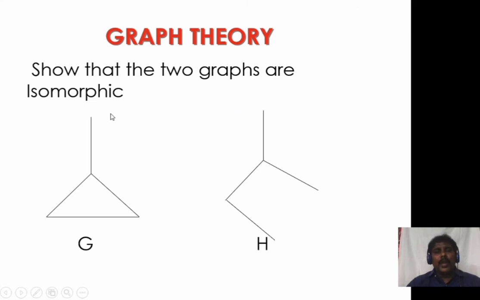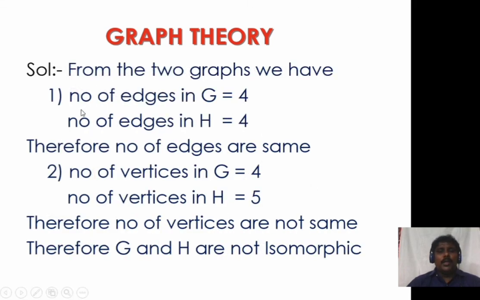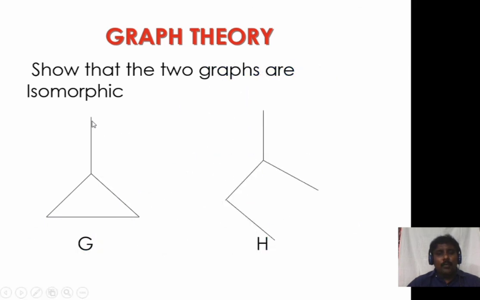Here I have taken two graphs, and the question is to show whether the two graphs are isomorphic. First of all I will check the number of vertices and the number of edges. Here the number of vertices is 4, and in the other it is 5. The number of edges in G is 4, and H also has 4 edges. So the edges are equal.